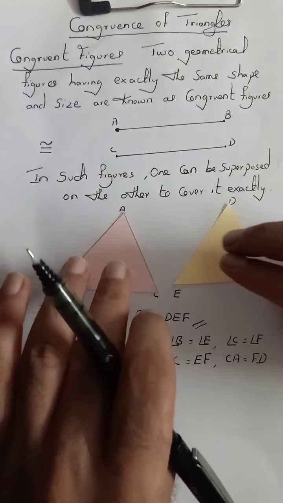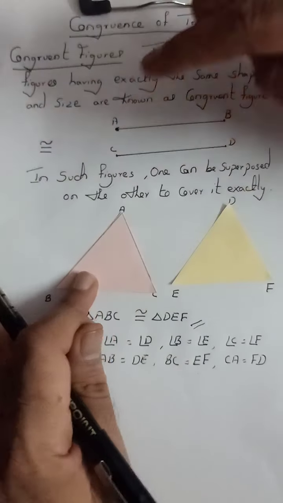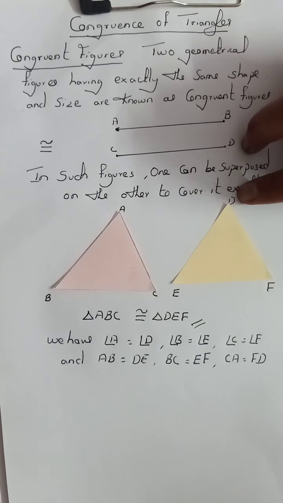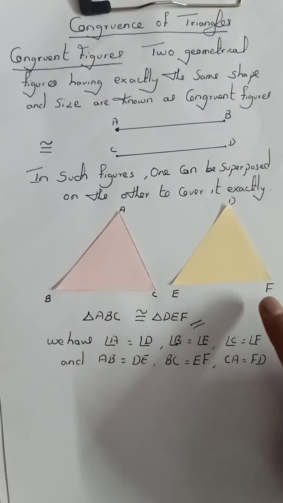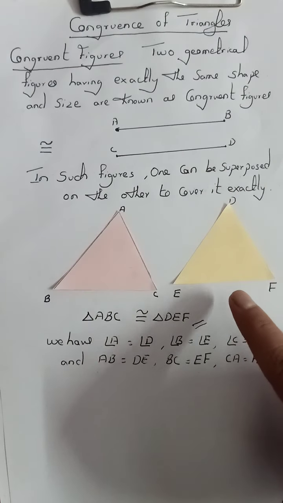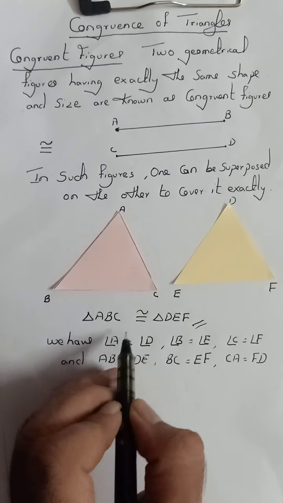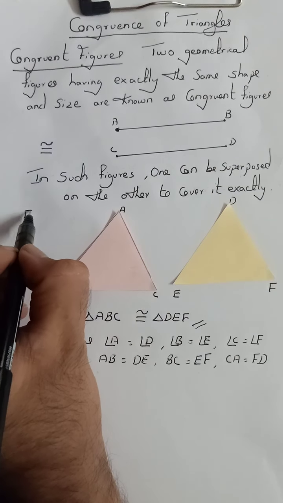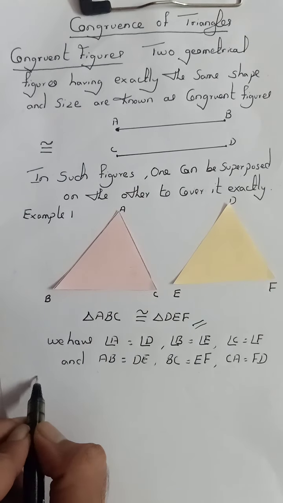Okay, I'll just mark here. I'll show you again. So this angle A is equal to angle D, angle B is equal to angle E, angle C is equal to angle F, and side AB is equal to DE, BC is equal to EF, and CA is equal to DF. So this condition is satisfied if these two triangles are congruent. This is example 1. Now I'll take another example.